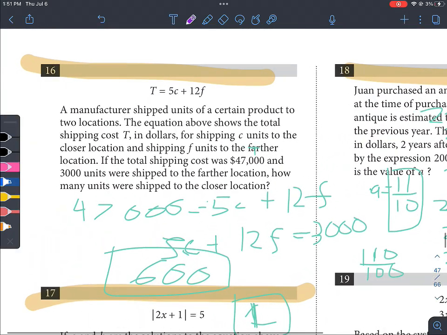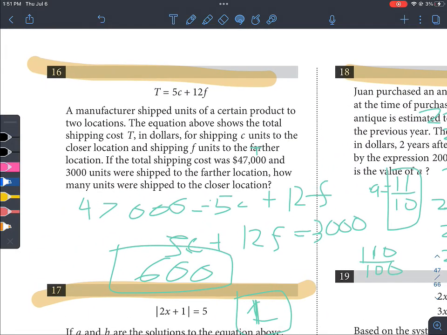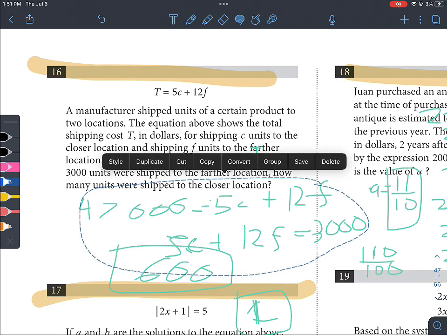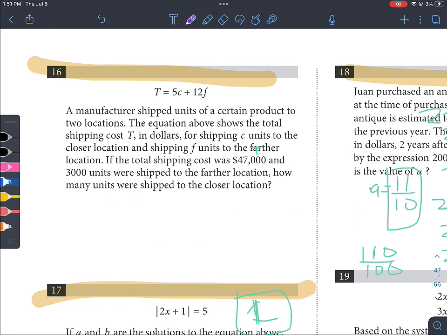A manufacturer shipped units of a certain product to 2 locations. The equation above shows the total shipping cost $10 for shipping. Oh yeah, I remember. This one's also just a guess. So honestly, nothing I said in this one I think was valuable. So I'm just gonna cut that out. The equation above shows the total shipping cost $10 for shipping C units to closure units.